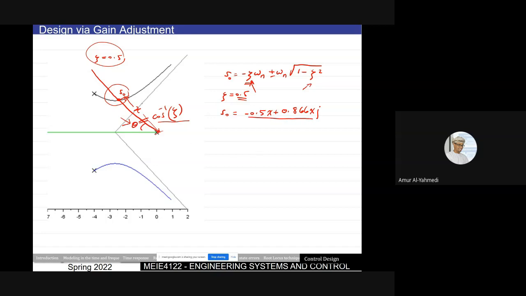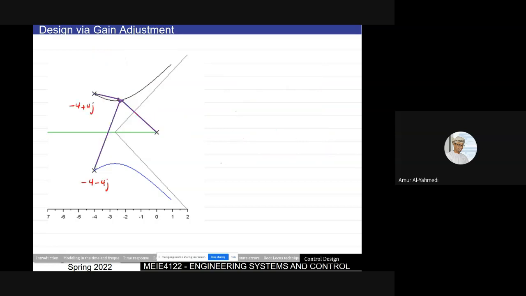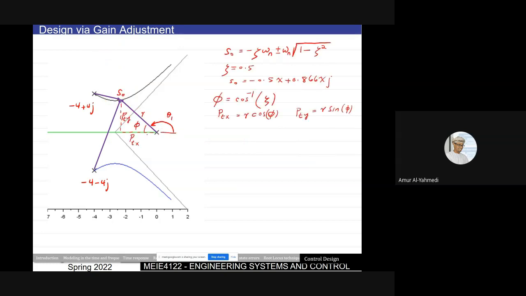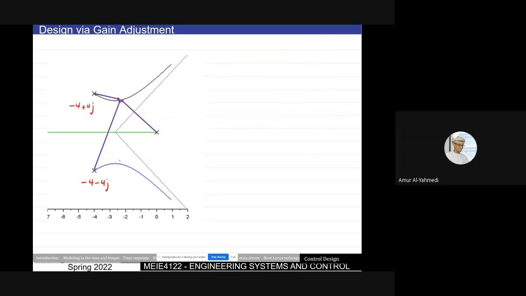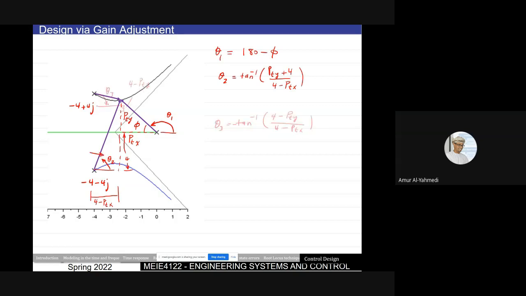Now, how to make sure that this point is on the root locus? We need to satisfy two conditions. The first condition makes sure that this point is on the root locus by looking at the angle. The angles have to add up to 180. And then I can get K, the gain. So let's start with the angle. We want to make sure that theta 1 plus theta 2 plus theta 3, this is theta 1, this is theta 2, and this is theta 3, add up to 180.